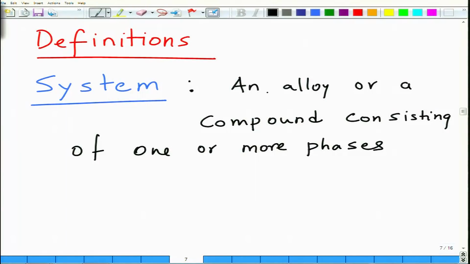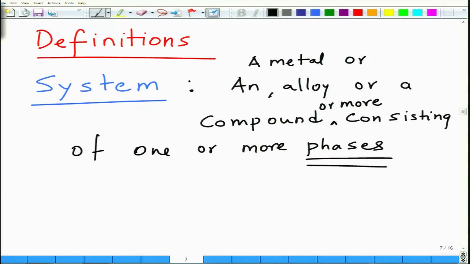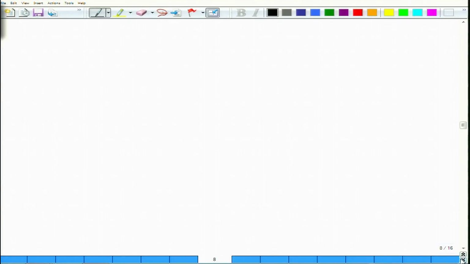Okay. So the alloy could be a one element alloy. So basically we can say a metal. An alloy is generally a mixture of elements. A metal or an alloy or a compound consisting of one or more phases. So it could be a pure metal, it could be an alloy consisting of more than one element, or a compound, consisting of more than one phase. Now, the question is, what is a phase? So let us now define the phase.